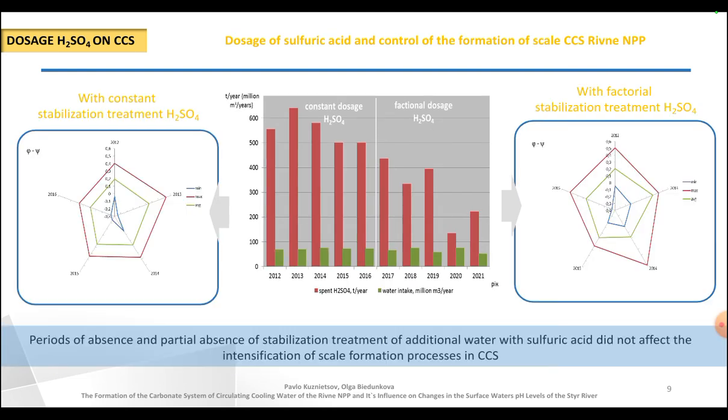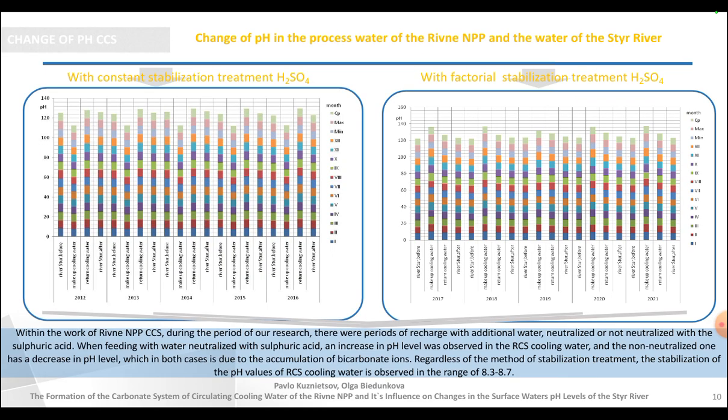The indicator characterizing formation of scale, the difference between the concentration coefficients for 2012 to 2021, are comparable. Changing the dosing mode of sulfuric acid did not cause deterioration in the efficiency of the equipment. During water treatment by liming, the pH value increased to 9.4 to 9.8.